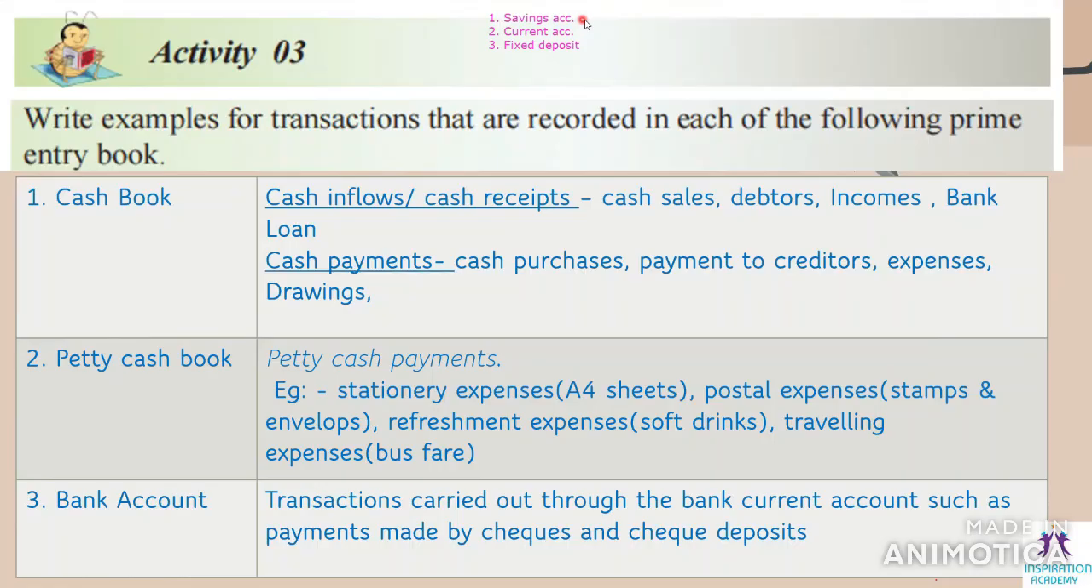In the savings account, that is the normal account, we get a normal interest. From the current account only, we can carry out check transactions. If we need to make payments by checks, we need to have a current account. With fixed deposits, we normally get a higher interest than savings accounts. Those things are for your knowledge. Transactions carried out through the bank current account are such as payments made by checks and check deposits.